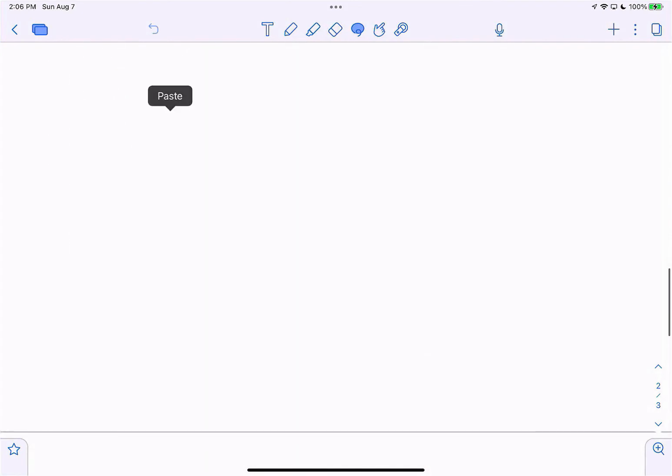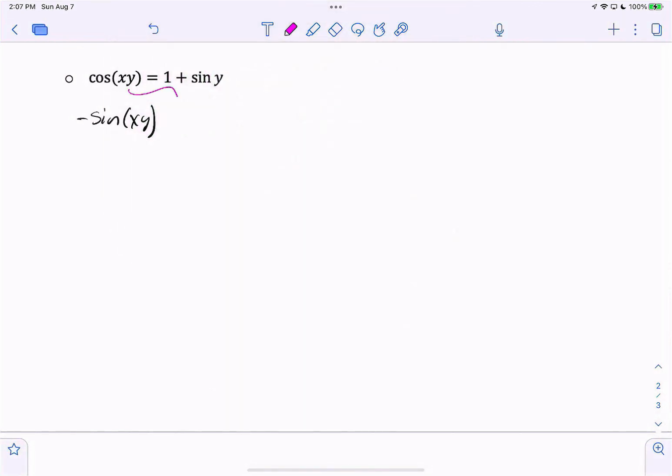Next, same instructions, use implicit differentiation. We're going to find y prime or dy dx for the cosine of xy is equal to 1 plus the sine of y. The derivative of the cosine is the negative sine. xy inside isn't changing, but now we have a chain rule. We need to differentiate the product xy.